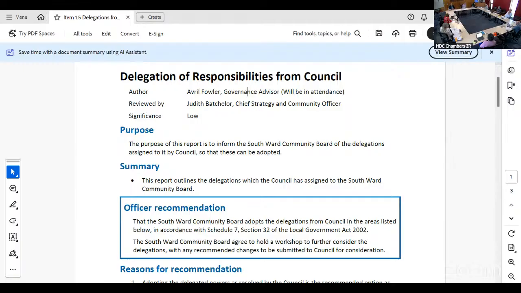Receives the delegations. Yep. Cool. Anybody else any comments on that? Yeah, doesn't matter whether I'm happy or not, I do what I'm told. Yeah, I've heard that before.